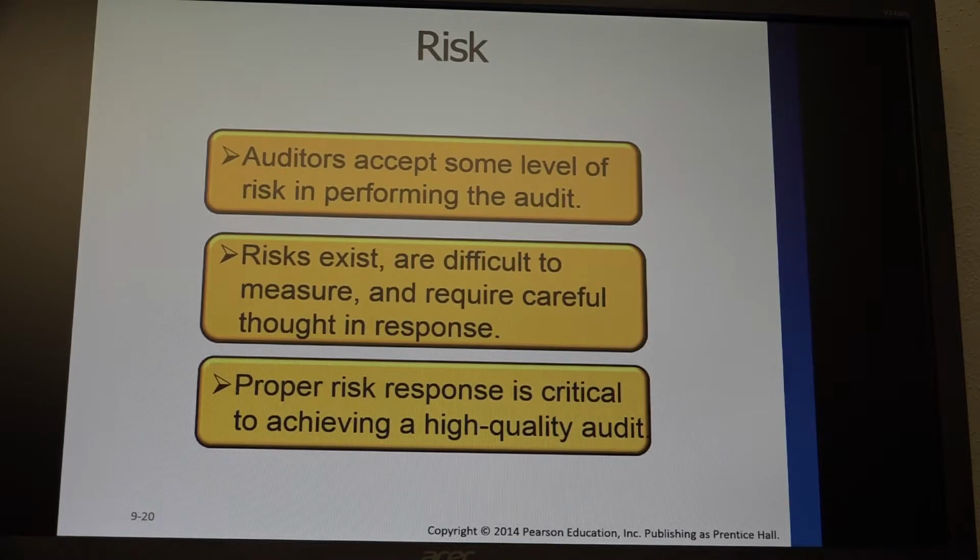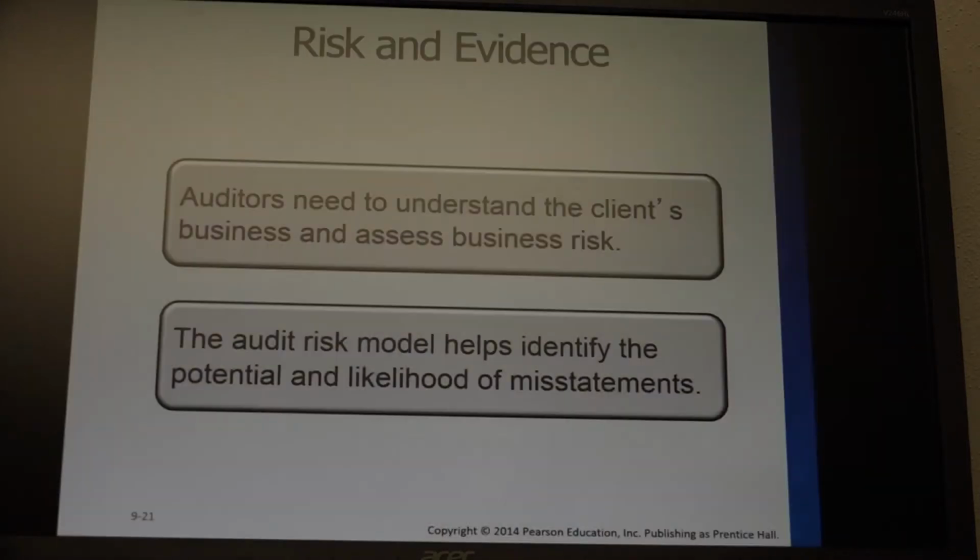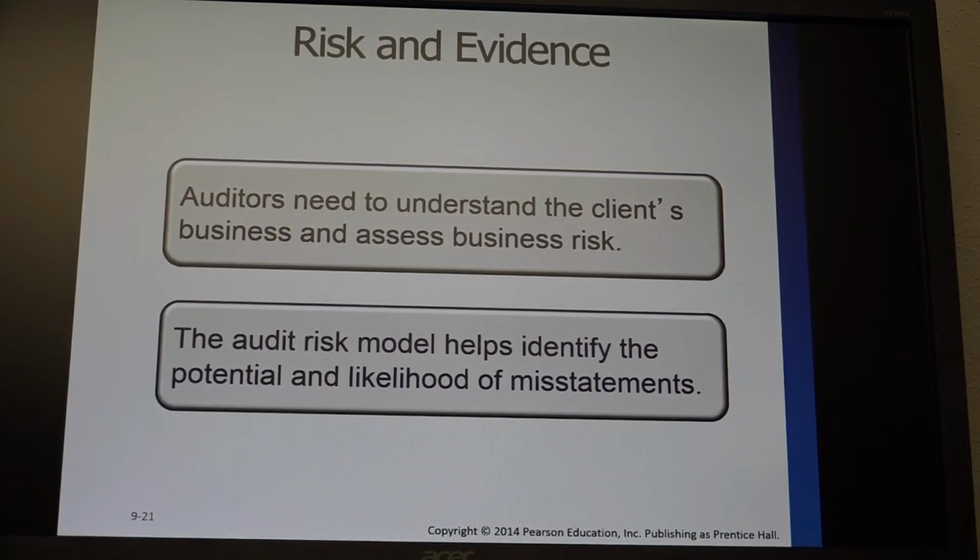And so there has to be a proper risk response based upon various factors that the auditor sees as a risk. What's the relationship between risk and evidence? Well, the higher the risk, the more evidence that the auditor is going to have to accumulate.